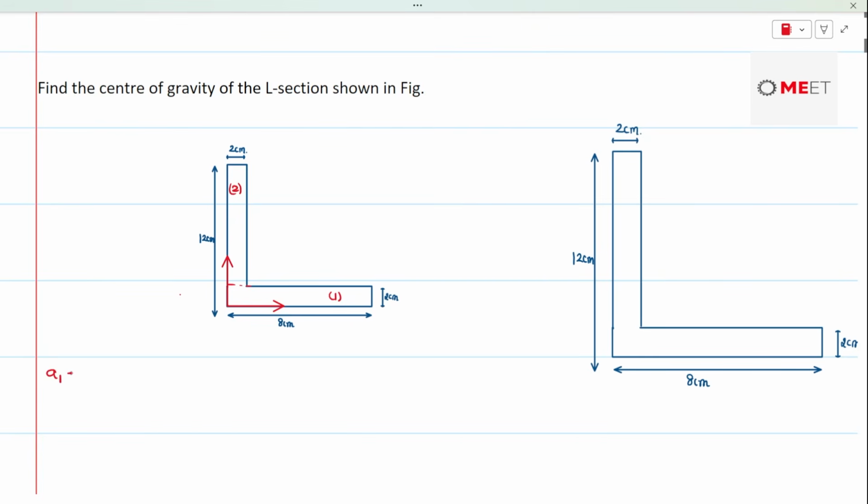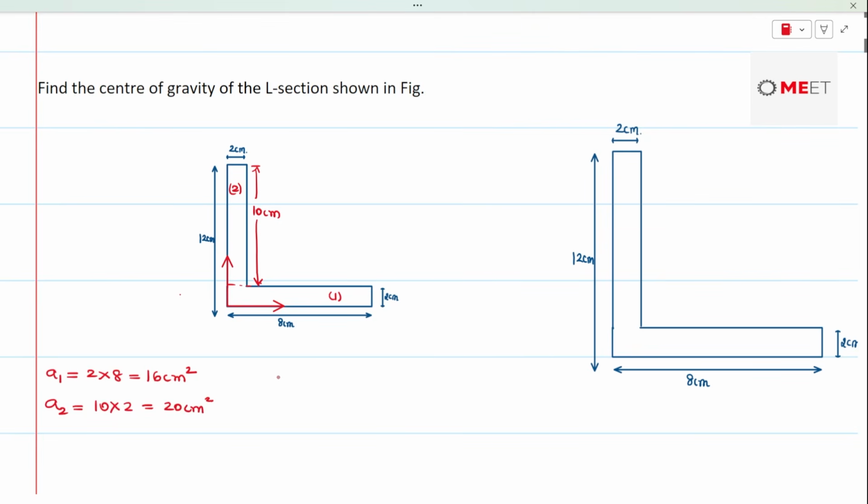Area 1: the height is 2 centimeters and the breadth is 8 centimeters. So area 1 will be 16 centimeters square. For area 2, the height of the second rectangle is 10 centimeters, and the width, which is the height of the bottom rectangle, is 2 centimeters. Now area 2 will be 10 into 2, which is 20 centimeters square.